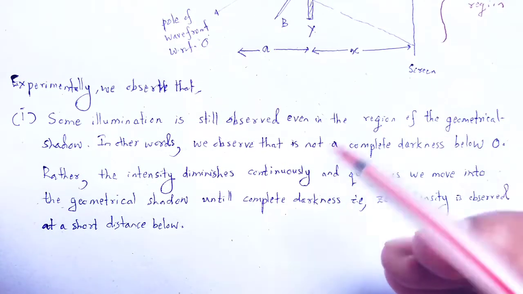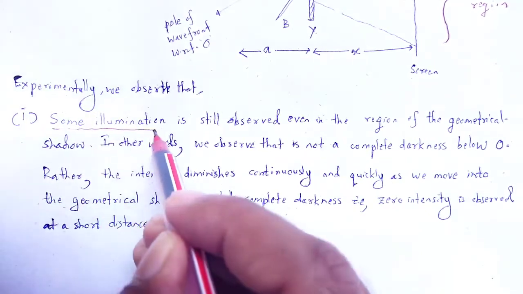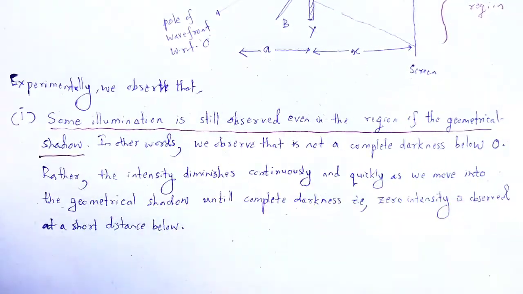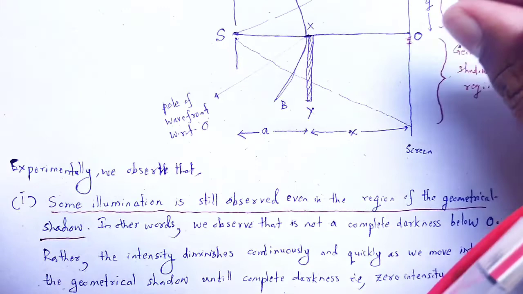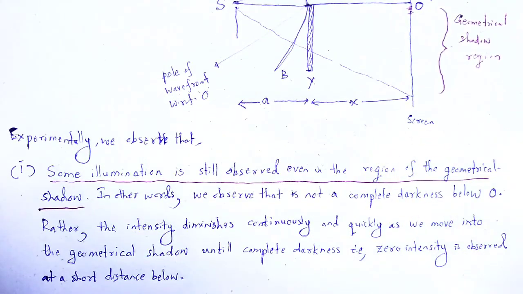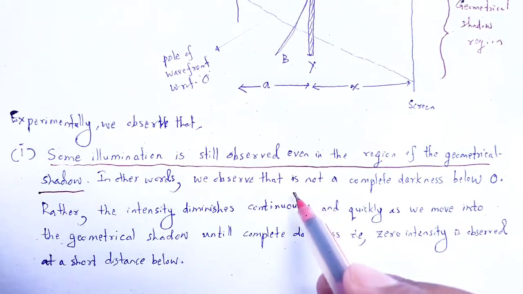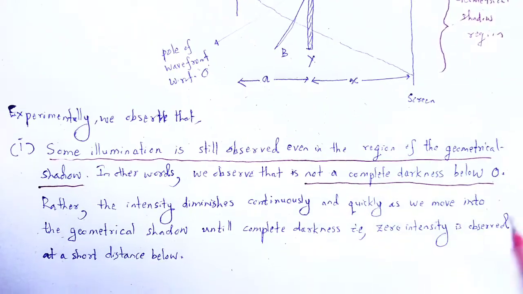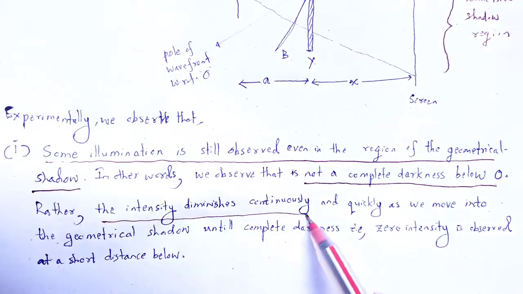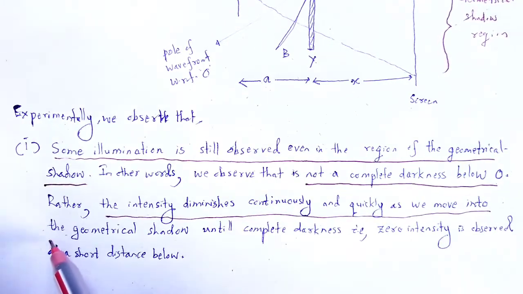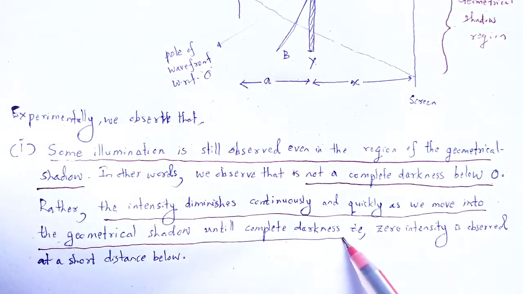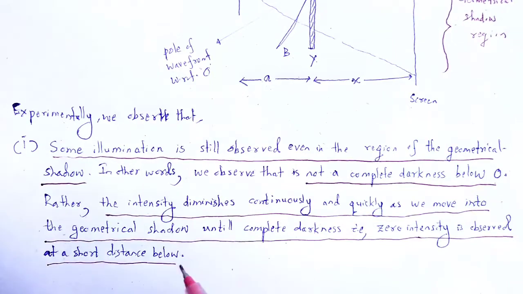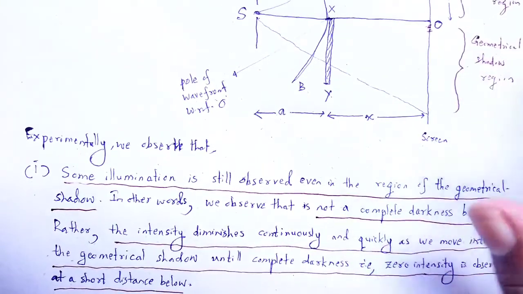So, what do we observe experimentally? Some illumination is still observed even in the region of geometrical shadow. That is not a complete darkness below point O; the intensity diminishes continuously and quickly as we move into the geometrical shadow until complete darkness, zero intensity, is obtained at a short distance below.